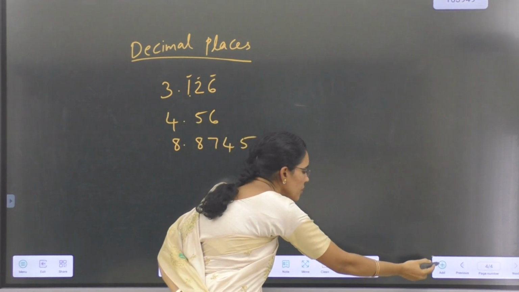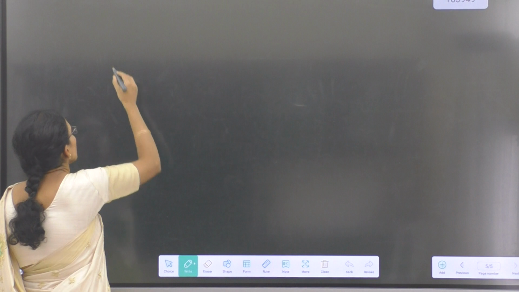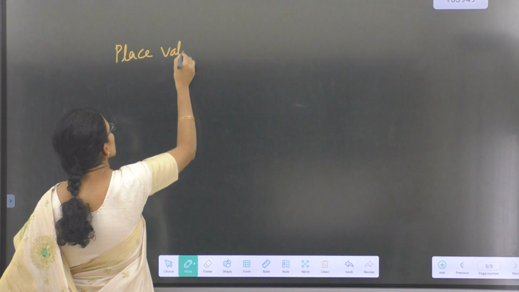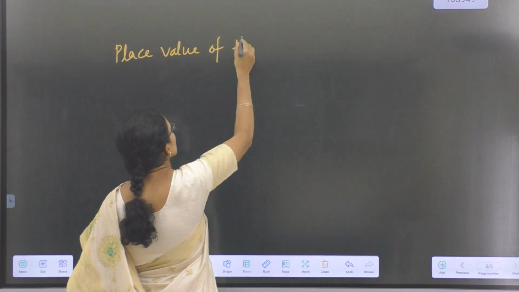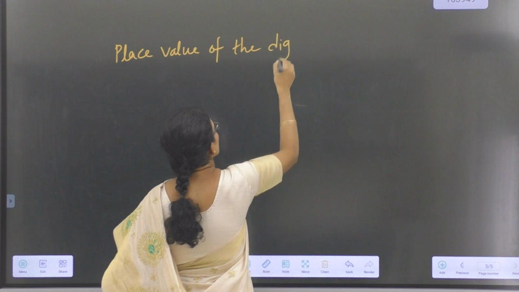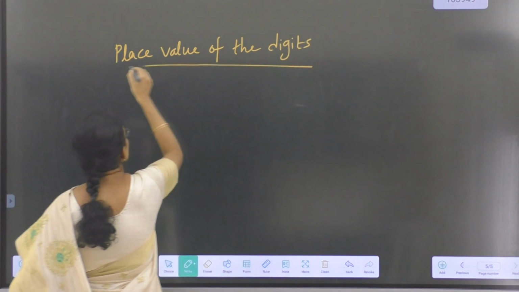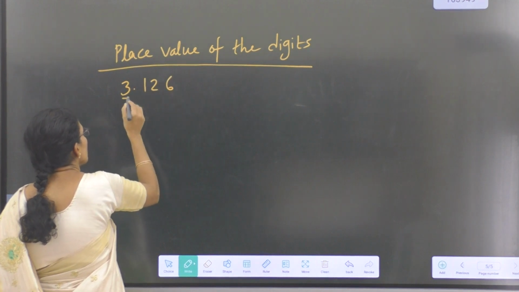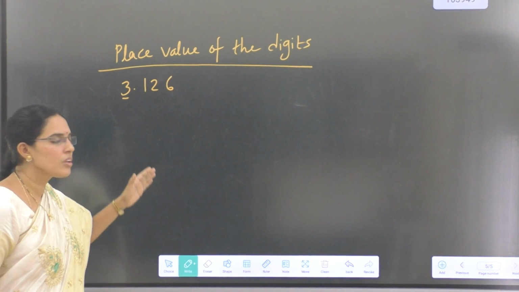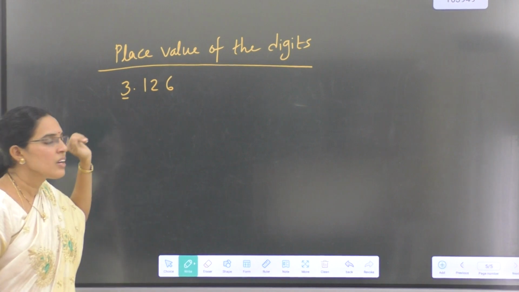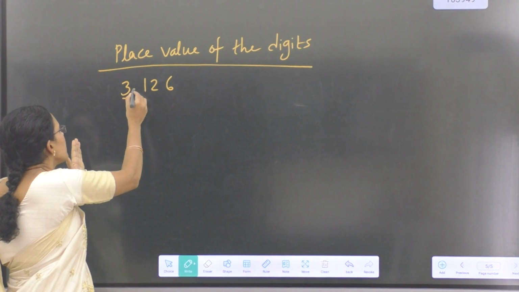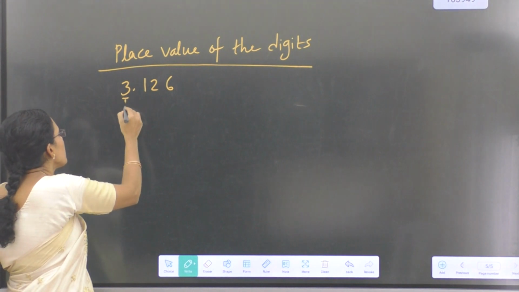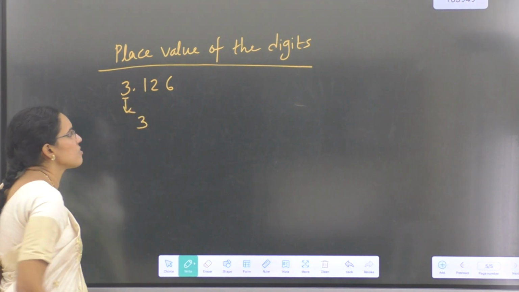Now, next we will see how to write the place value of the digits. 3.126. Suppose I am underlining 3. Do you know, children, what is the place value of 3? Before the decimal point, you know the places are ones, tens, hundreds in that way. Here 3 is there in ones place. Value of this 3 is 3 ones, that is 3.